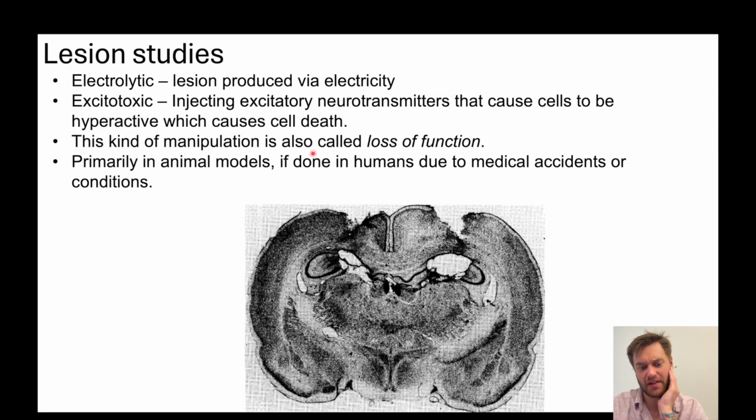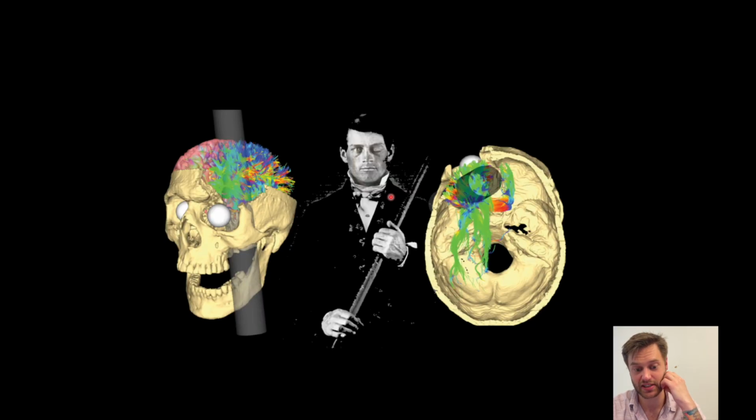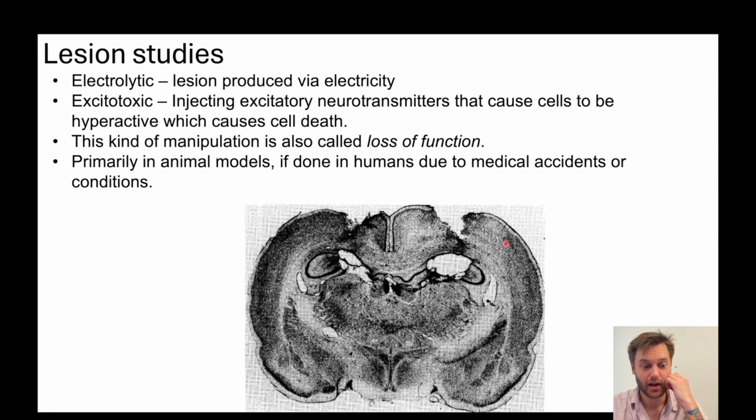I'm just reiterating here that this is also called loss of function, and this is primarily done in animal models, as you would expect. I mean, we can't morally experiment on humans in this way, of course. If it is done in humans, it's due to medical accidents or conditions, like we already said. This is essentially a lesion study, although it is not very granular. It's primarily done in animal models, and if it's done in humans, it's due to accidents, and it's going to be in an observational context. It's not going to be in an experimental context. It'll be a case study or something like that.